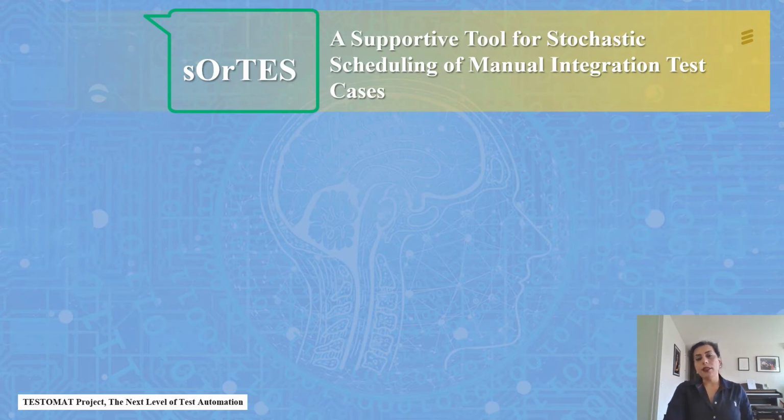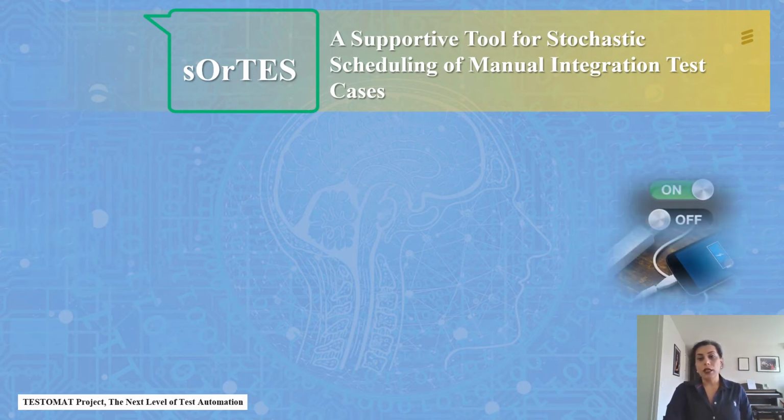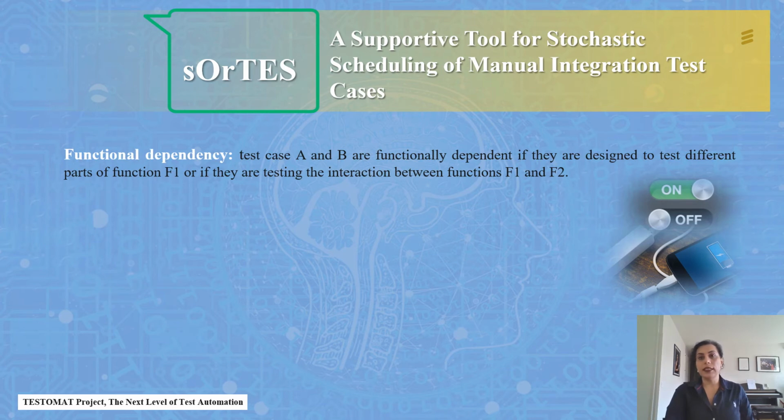The second tool that I'm going to present is called Sortis, which is a supportive tool for stochastic scheduling of manual integration test cases. Sortis is designed considering a critical criterion for test optimization purposes, especially at the integration testing level, which is the dependencies between test cases. Dependencies between test cases can be considered as functional dependencies.